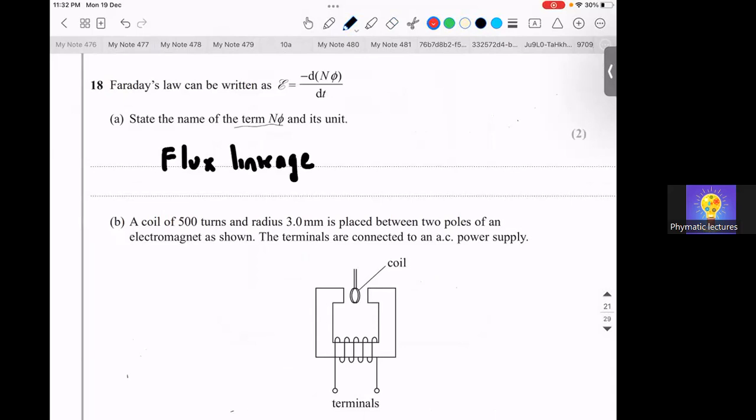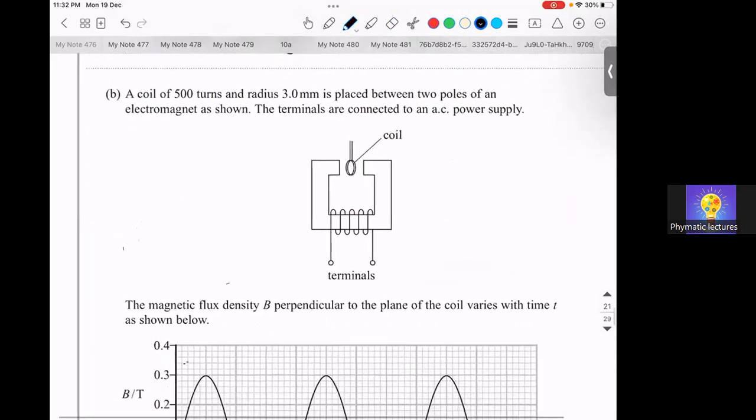And what is the unit for this? The unit is Weber. So it carries 1 mark each, flux linkage and Weber, 1 each. It's not a big deal. It's a simple question. But come to the second question.